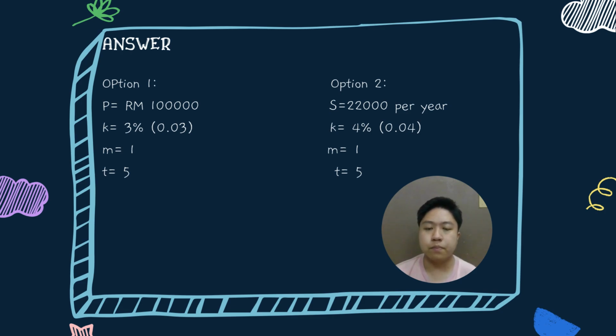For option 1, P is RM 100,000, K is 3%, M is 1, and T is 5. For option 2, the question says that Mr. Tan will receive 22,000 per year. K is 4%, M is 1, and T is 5.